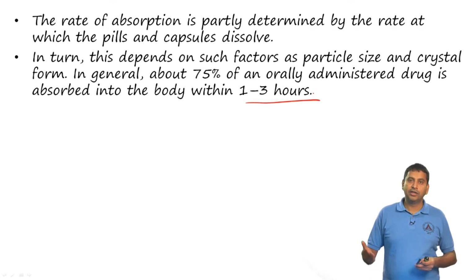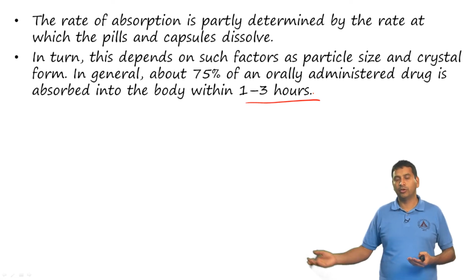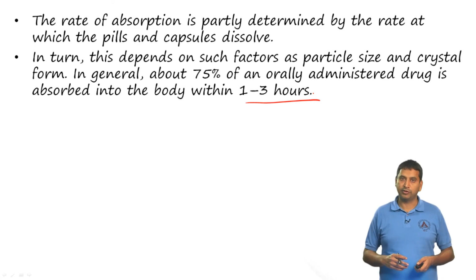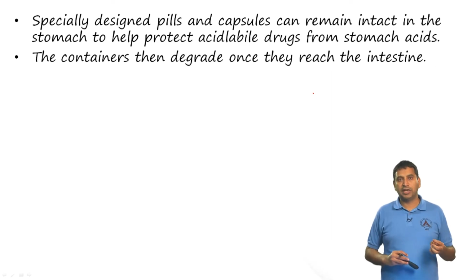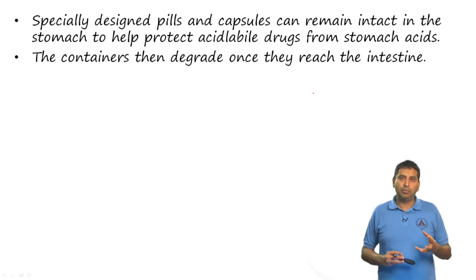So, if you see some of the drugs that are administered are given every 4 to 6 hours, that is because they are absorbed in about 1 to 3 hours and therefore, you need the second dose shortly thereafter. Of course, there are specially designed pills and capsules that can remain intact in the stomach to help protect acid labile drugs from stomach acids. Okay.